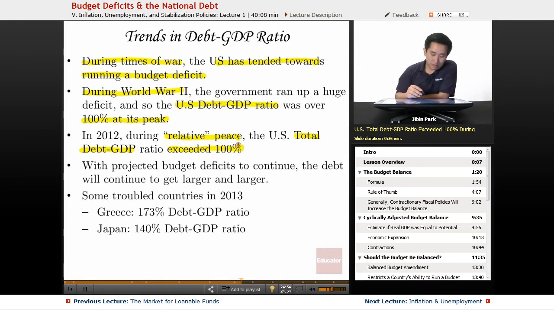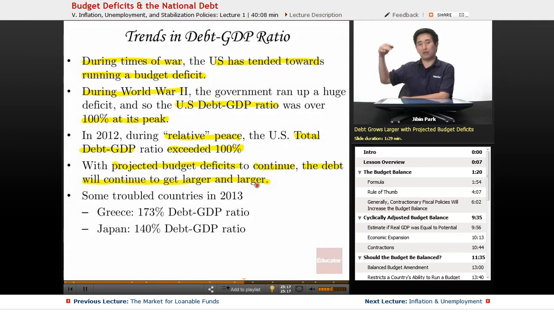So again, depending on what numbers you're using for debt, either way, it's relatively high during times of peace. But this becomes a problem when our debt is higher than the GDP. When it's over that 100% mark, then you see some problems. With projected budget deficits continuing, the debt will continue to get larger and larger. As long as we continue to have budget deficits, our national debt gets higher and higher.